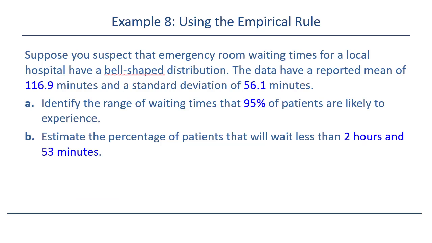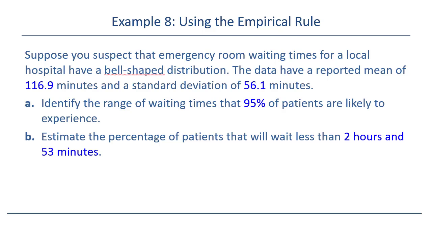So now, suppose you suspect that the emergency room waiting times for a local hospital have a bell-shaped distribution. The data have a reported mean of 116.9 minutes and a standard deviation of 56.1 minutes. Because you think it has a normal distribution, you can now identify the range of waiting times that 95% of your patients are likely to experience. And you can estimate the percentage of patients that will wait less than 2 hours and 53 minutes based on the empirical rule. Can you do empirical rules with a calculator?